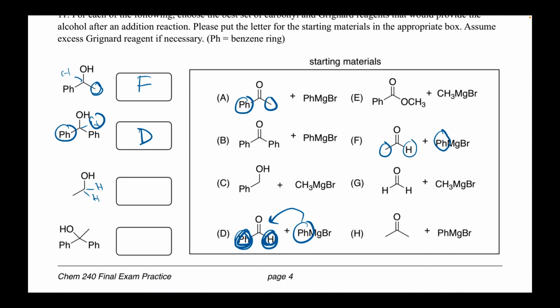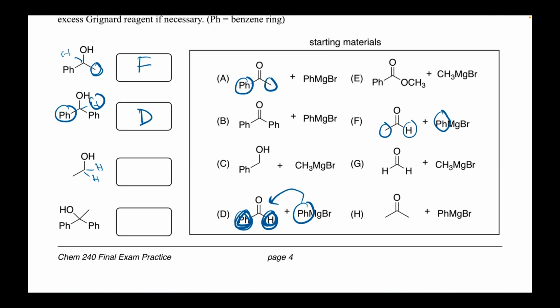The next one, methyl, we have a CH3, a hydrogen, and a hydrogen on there. And when we're using a Grignard reagent, we're adding a carbon, and so the only thing you need to look for is, this is the Grignard reagent we have to add, CH3 magnesium bromide, and then we have to have a CO double bond that has 2 hydrogens on it. So it would be G. CO double bond with 2 hydrogens, and we're adding the methyl group.